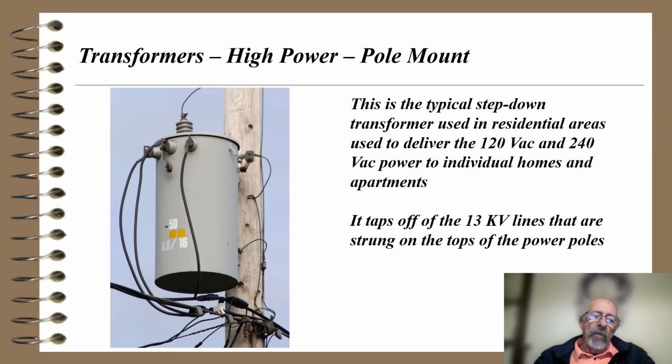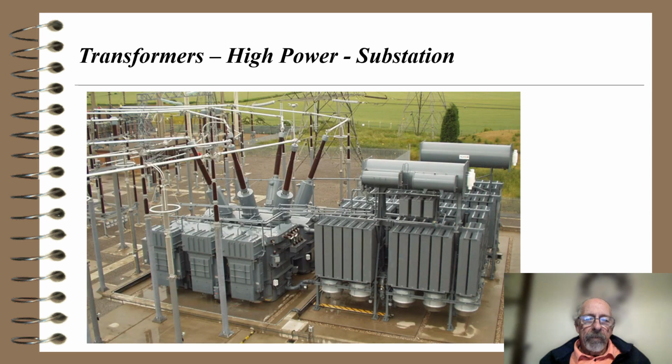Here's something you might be familiar with. On an electric pole, we have high power transformers. The transformer is actually in a bath of oil to cool it off. It's a typical step-down transformer used in residential areas, used to deliver the 120 volt AC and 240 volt AC power to individual homes and apartments. It taps off of the 13,000 volt, or 13 kV, lines that are strung in the tops of the power poles. And again, if you could touch one of these in operation, it would feel warm to your touch.